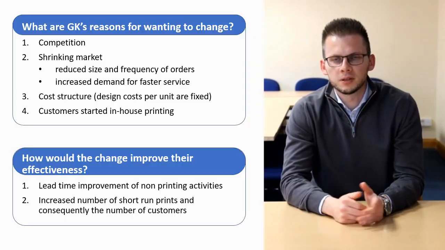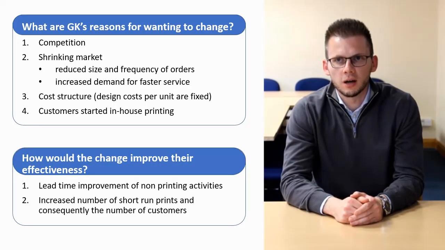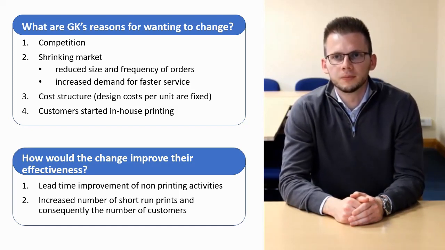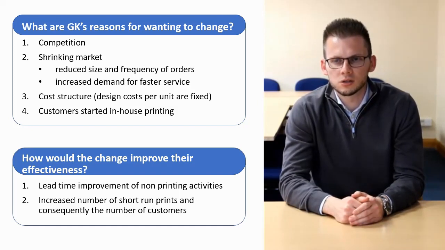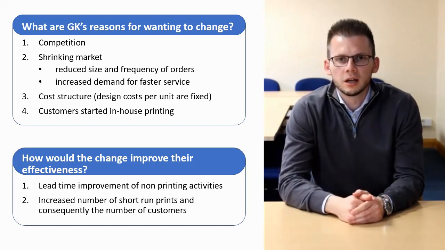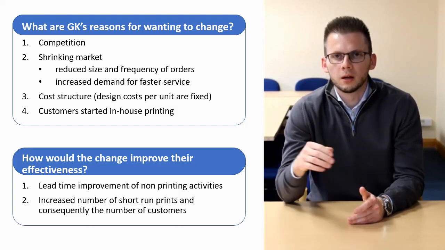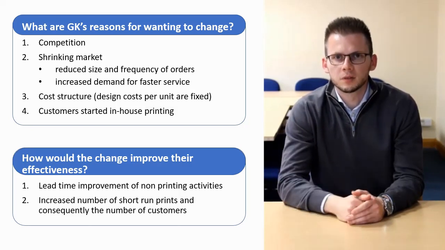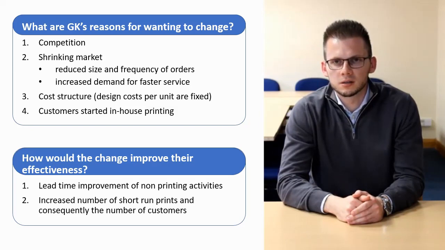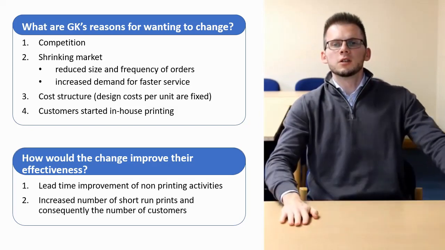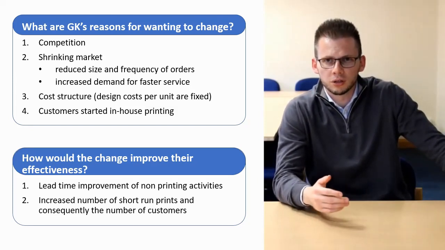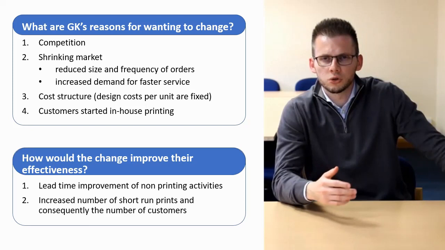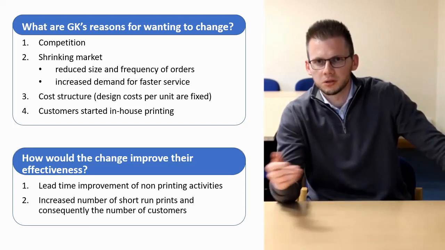To start with, we identified several reasons for JK to change. Among them is competition. Competition started winning back some of the customers of JK. The market was also shrinking, since the customers were cutting their costs and making reductions in the size and the frequency of the orders. Customers also reduced the needed speed of the service. This had a negative effect on JK's costs. The design of the orders is a fixed cost and it remains the same regardless of the increase in the volume. Additionally, there were signs that some customers switched to in-house printing instead of going to the printers.